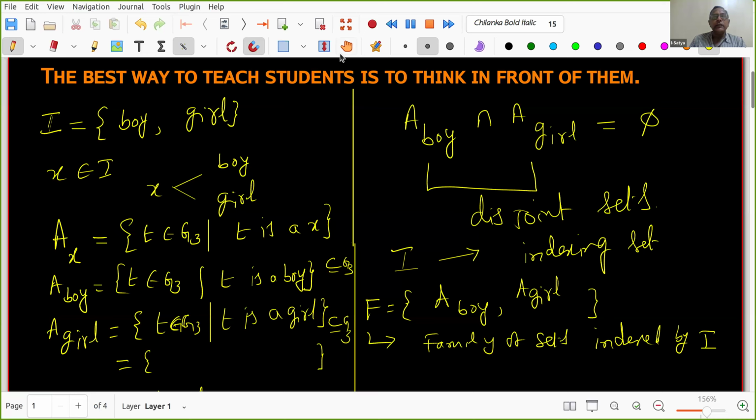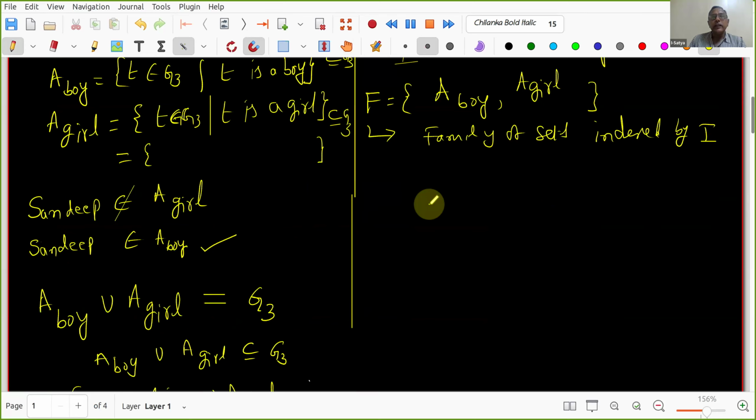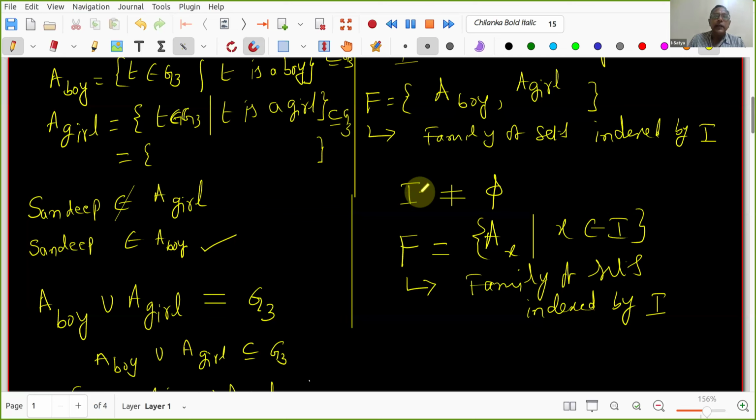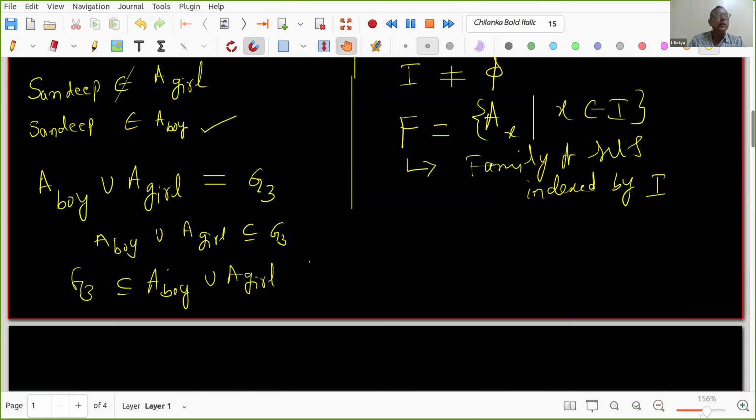So generally, what is the family of indexing family? I is actually a non-empty set. You take a non-empty set, and I'll define F is equal to some sets A_x such that x belongs to I. This is called family of sets indexed by I. I am writing one more time. Family of sets indexed by I. So हर एलिमेंट, I में ईच एलिमेंट से एक सेट बना रहा हूँ। ओके, फर्स्ट एग्जांपल है। थोड़ा क्लियर होगा, नहीं क्लियर होगा, ठीक है, कोई दिक्कत नहीं, हम और डिस्कस करेंगे, राइट?